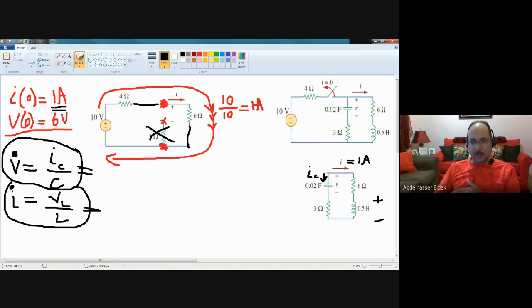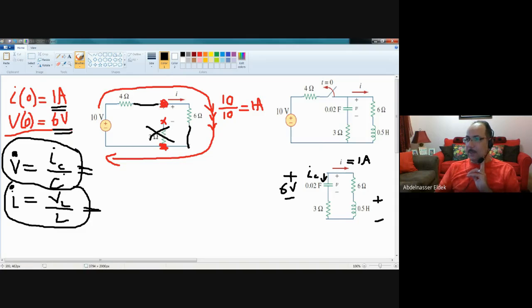So at t equals 0, the current here is 1 ampere. And V0, this voltage here, we know that this one is 6 volt. So we have to use these two values, 1 ampere and 6 volt. This will not change. At t equals 0, it will remain the same.